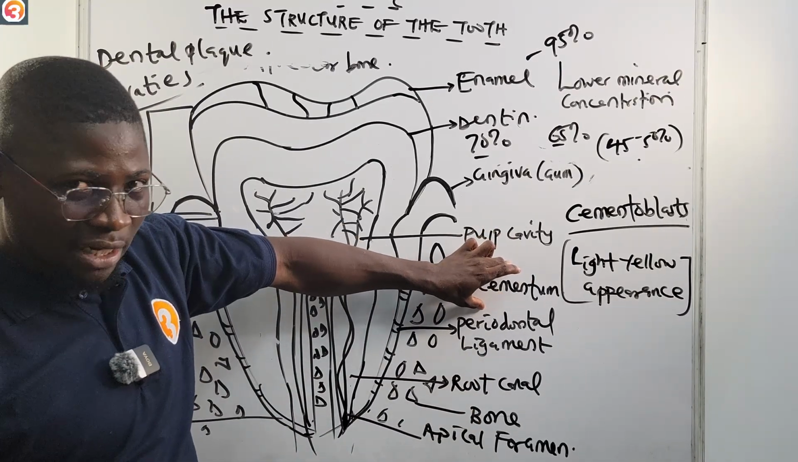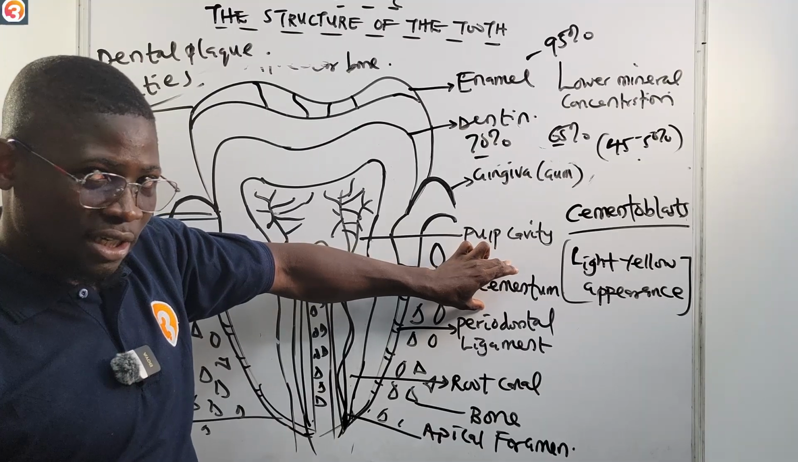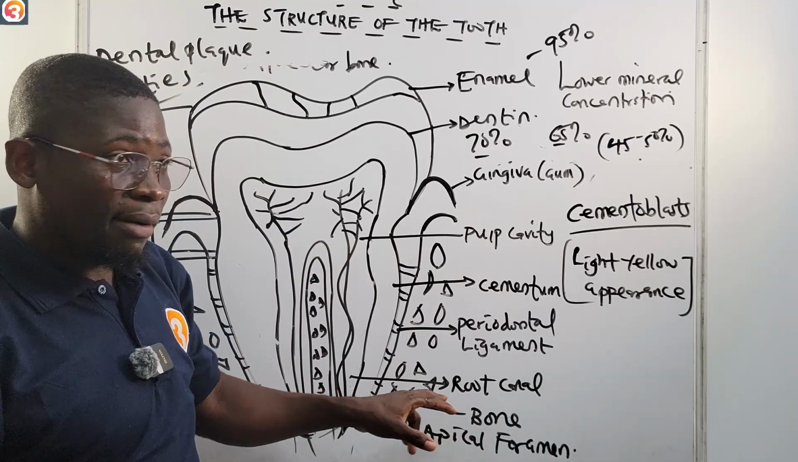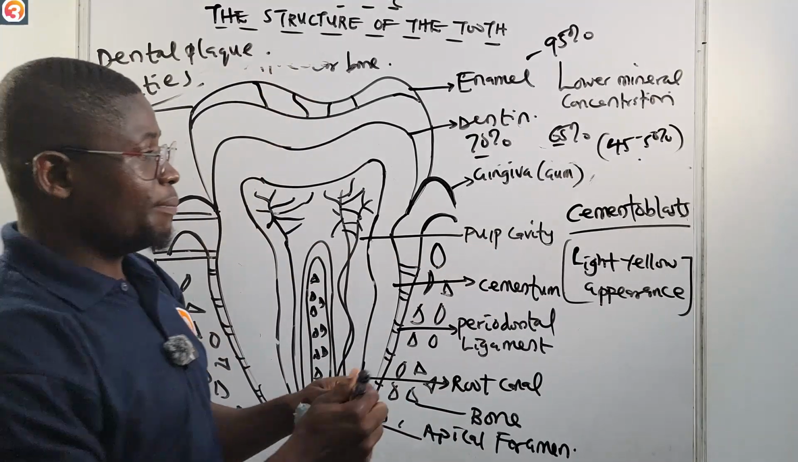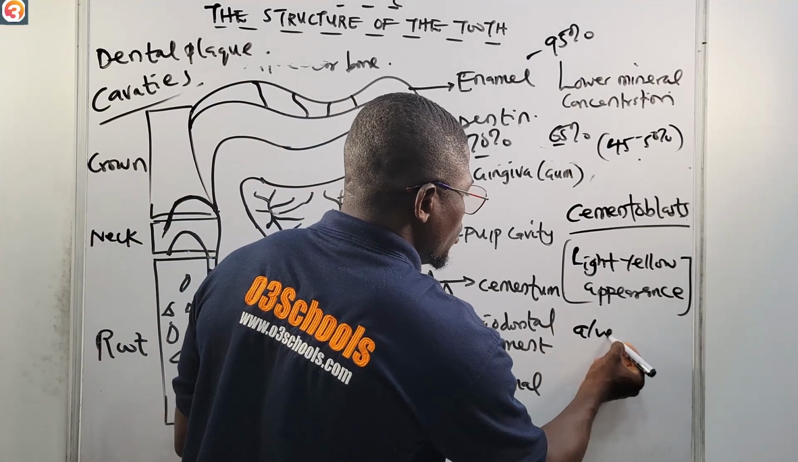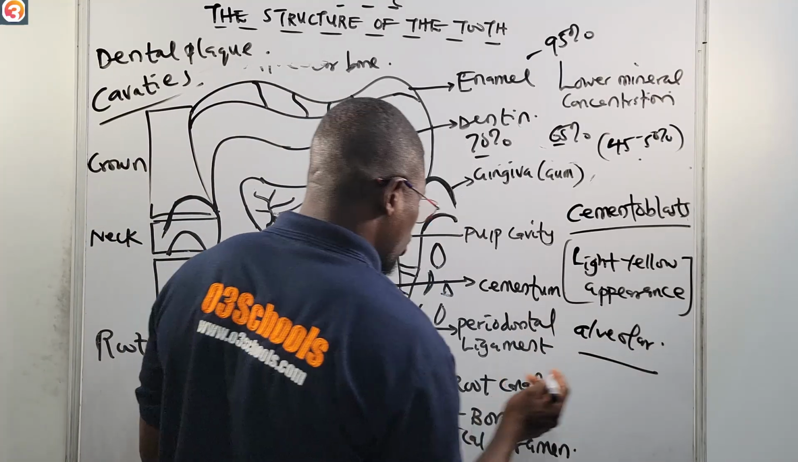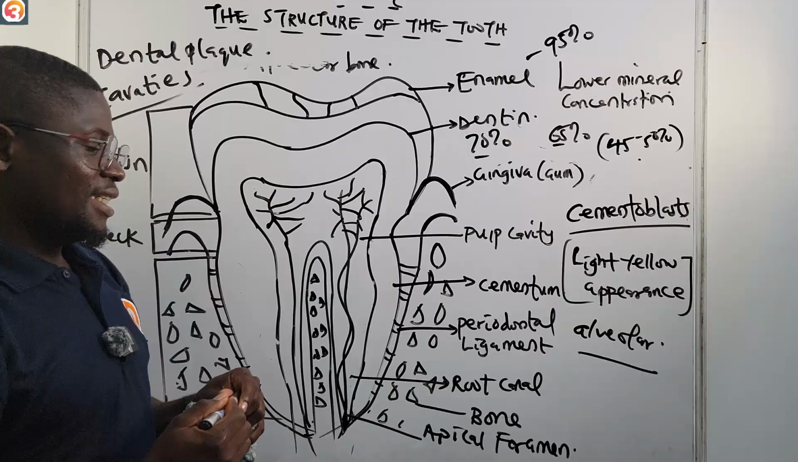With this root cementum, and then it anchors it to the what? To the alveolar process of the jawbone. Please take note of that.